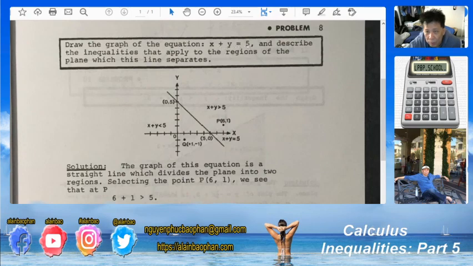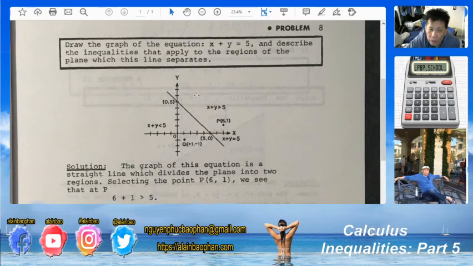Just pick 2 points. The first point is usually the x-intercept. So when y equals 0, x equals 5. This point right here. And the y-intercept, that means x equals 0, y equals 5. So you have 2 points, and you can get a straight line here. Okay, this straight line divides the plane into 2 parts.